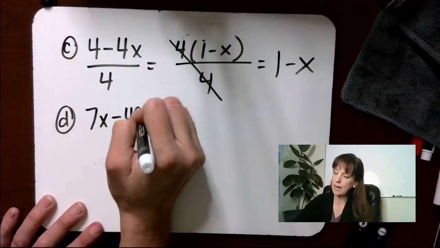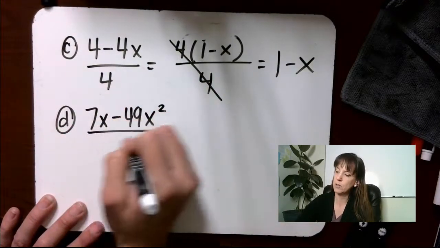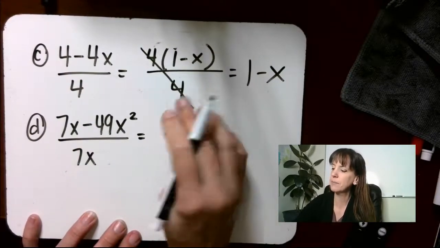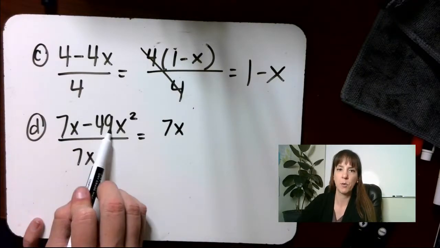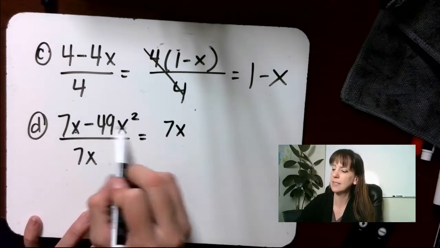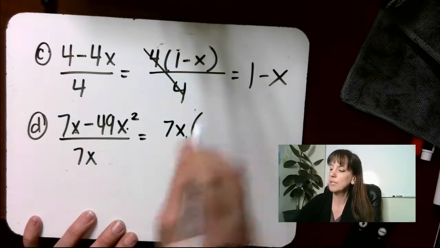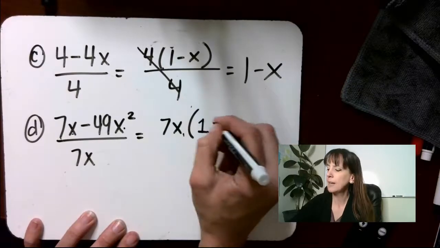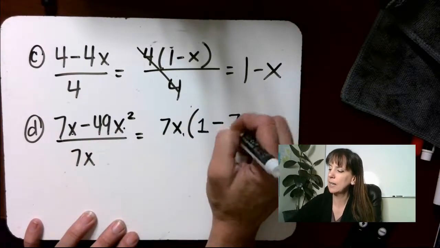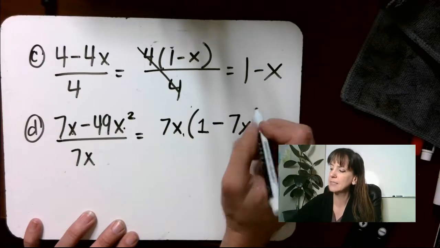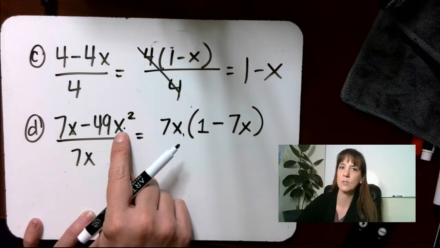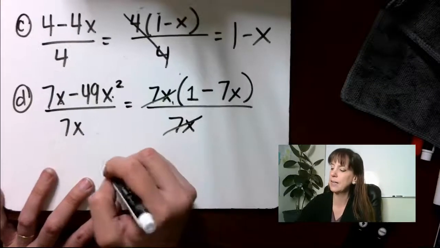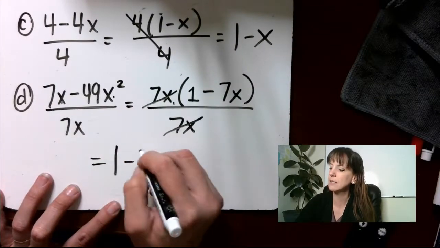7x minus 49x squared over 7x equals. Well, on this top chunk here, I can take out a 7x, right? Because 7 and the 49, right? I would get the 7x and x squared, I can take out an x. Now, what do I need to multiply 7x by to get 7x? Just 1, make sure you have that placeholder. Minus 7 times 7 will give me 49, and x times x will give me x squared. On the bottom, I have 7x. This cancels out with this now that I've factored it out, and it reduces down to 1 minus 7x.